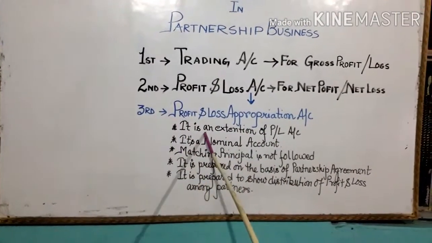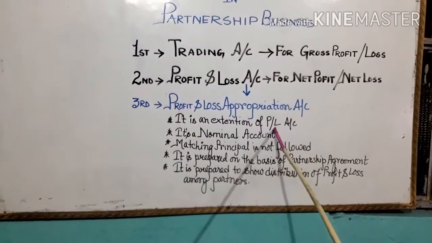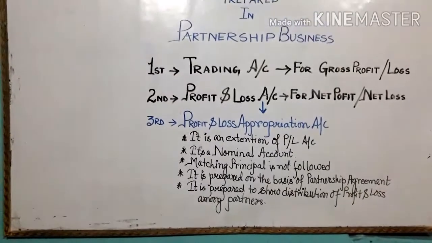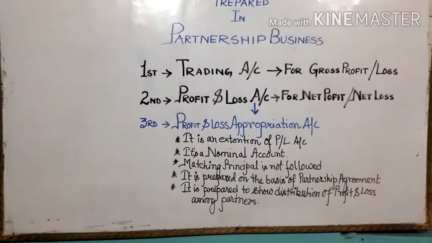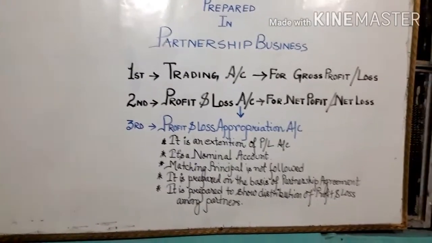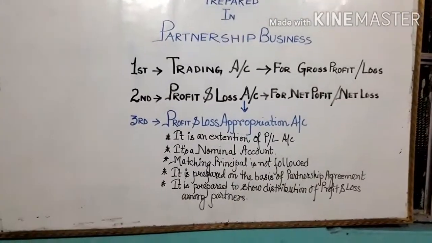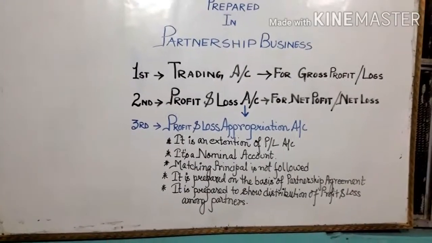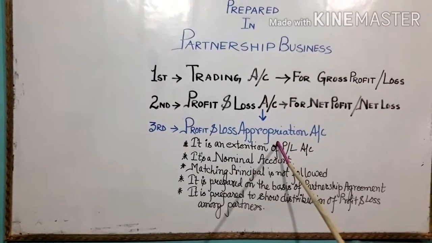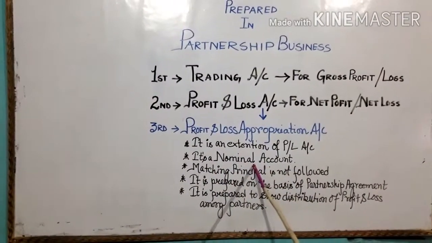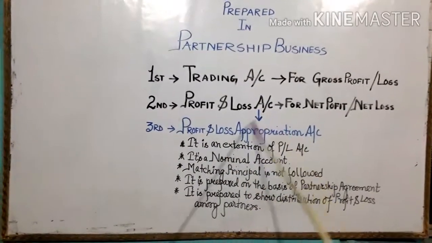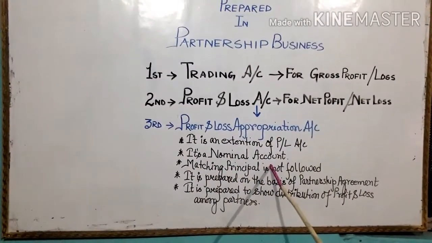First, it is an extension of the profit and loss account. Because in the profit and loss account, we just calculate the net profit. And after we calculate the net profit, the distribution of profit is shown in this profit and loss appropriation account. It is nominal in nature. That is, it is a nominal account, just like the profit and loss account.